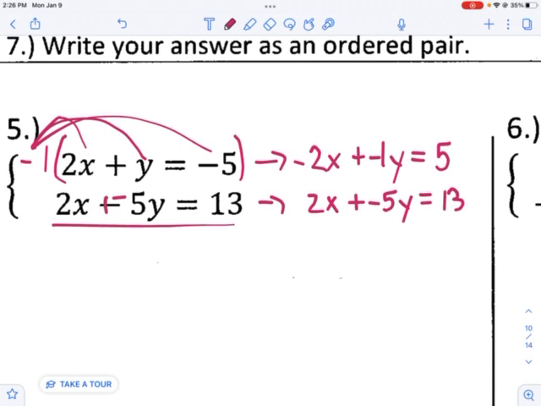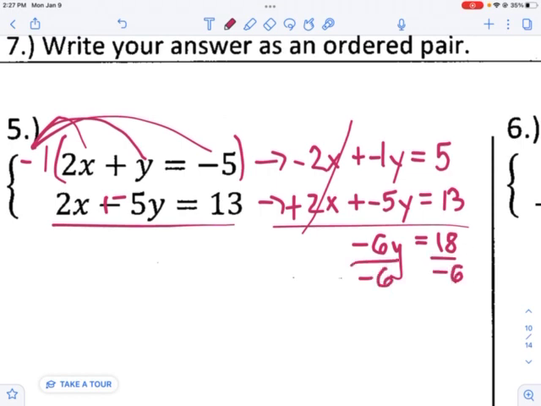Now I have terms that will eliminate if I add them. So let's eliminate the x's. And let's add. I have negative 1y plus negative 5y, which gets me negative 6y equals 18. And I want to divide by negative 6. And I get y is equal to negative 3.